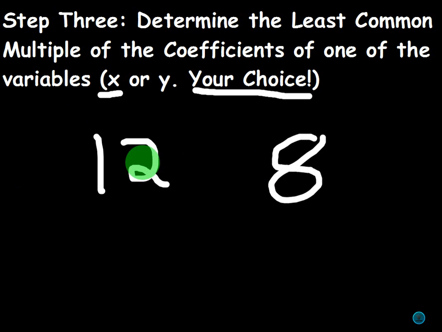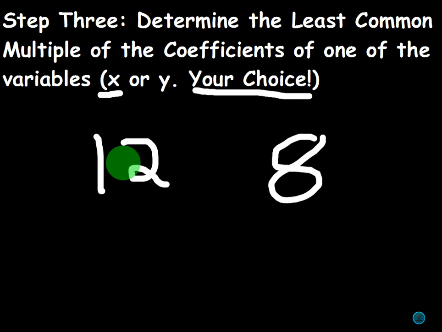Listen up. Look at the biggest number between these two. Which one is bigger, 12 or 8? 12. Okay, so the first thing you're going to do is look to see if the smaller number goes into it. If it does, then that's your least common multiple. For example, if I had 12 and 6, 6 goes into 12, that would be my least common multiple. But in this case, 8 doesn't go into 12, right?